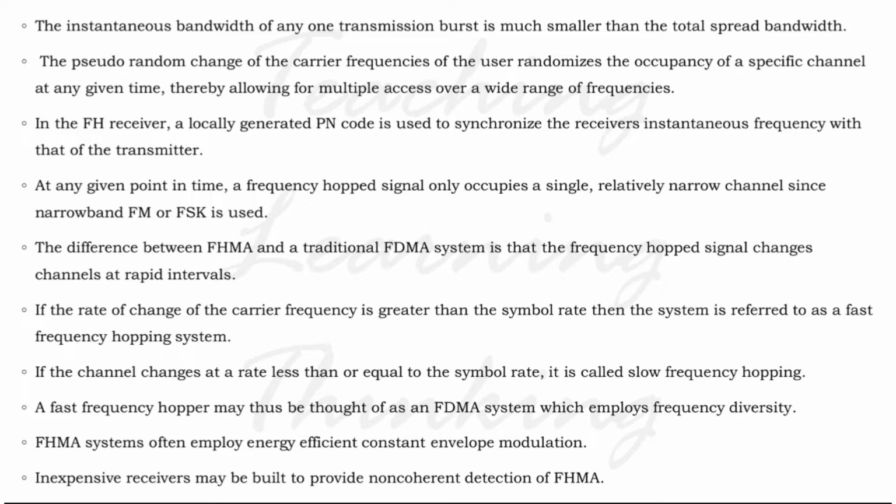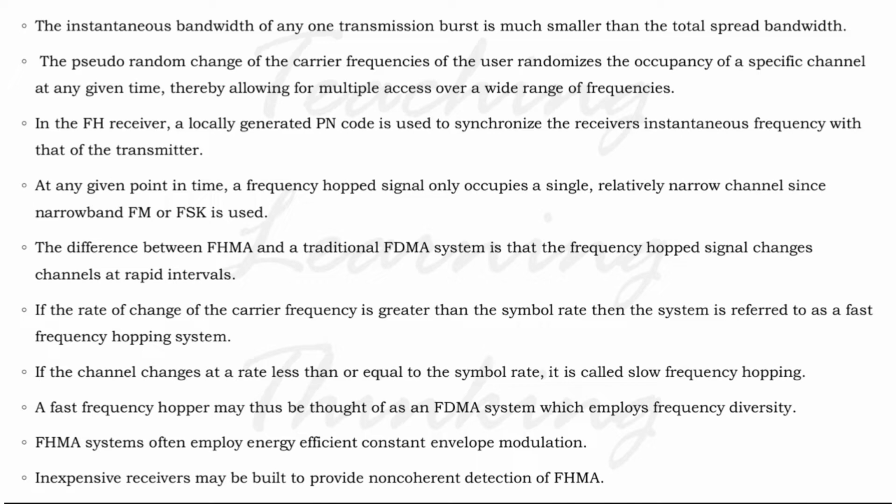The difference between FHMA and traditional FDMA systems is that in FHMA the frequency hop signal changes channel at rapid intervals. If the rate of change of the carrier frequency is greater than the symbol rate, then the system is referred to as a fast frequency hopping system.